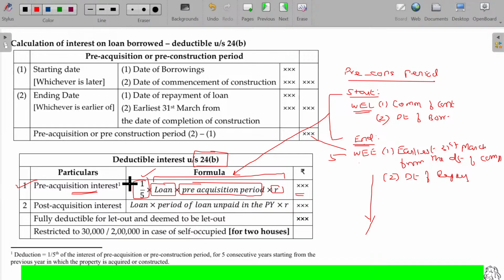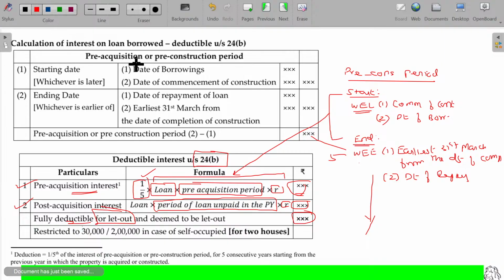This is the overall interest for the pre-construction period amortized over 5 years. So divided by 5. And in case of post-construction period, the loan amount multiplied with the period the loan remains unpaid in the previous year. If the loan is unpaid for the entire year, you have to take 1 year. But if in this current previous year, within a matter of 7 months, you have paid the entire loan, then 7 months will be taken, into rate of interest. This is the post-acquisition interest. So you add up these two, this can be deductible. Fully deductible for let out. Clear?